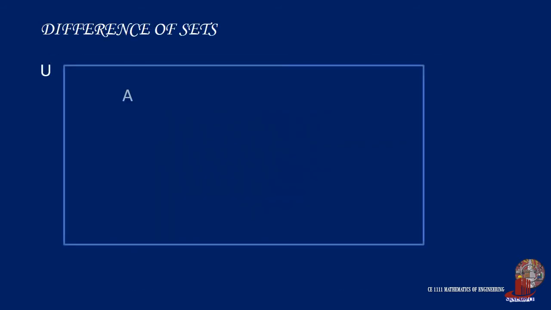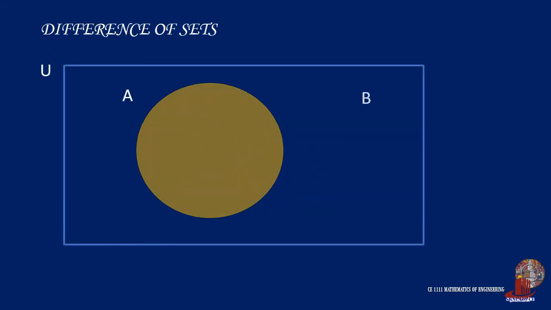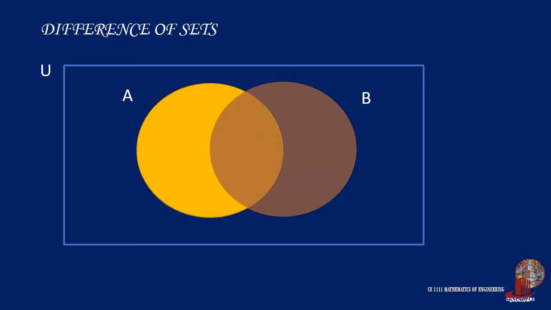It would be worth noting that for joint sets A and B, the sets A minus B, the intersection of A and B, and B minus A are mutually disjoint sets. That is, the intersection of any of these two sets is the null set.